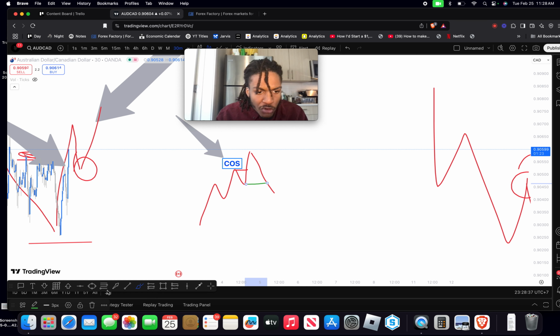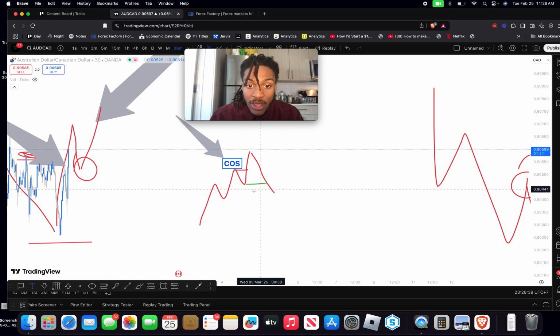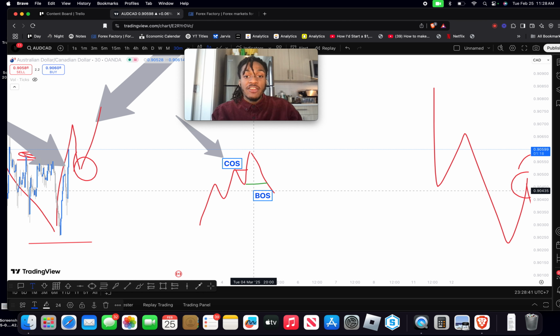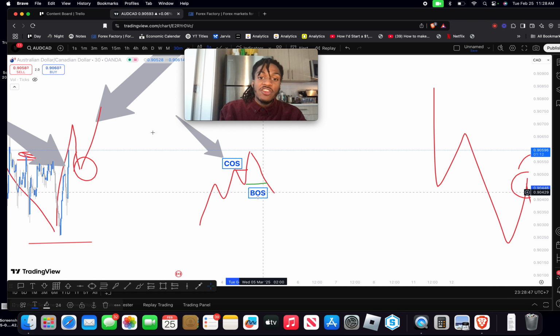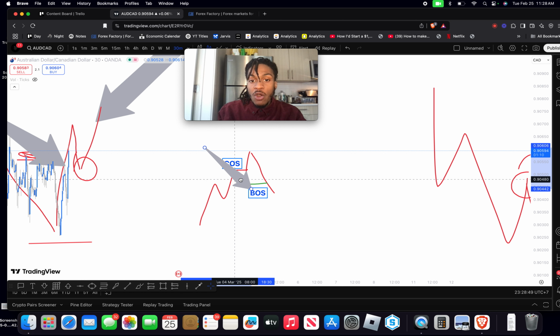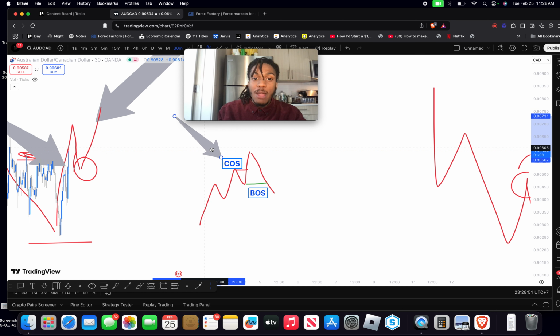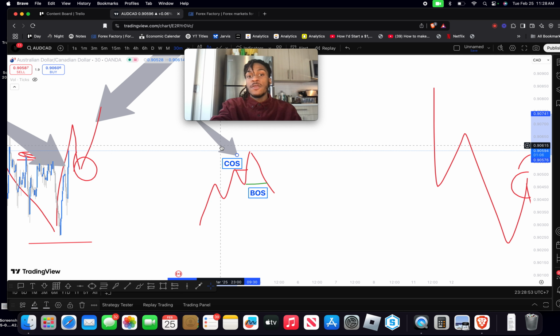Now what does the green line mean? The green line is the BOS. So that's the BOS, or you can look at it as a change of character, CHoCH. And so now we have the BOS. So we have COS and we have BOS. Our COS, we established, was a continuation of structure and a continuation of the trend that we had.